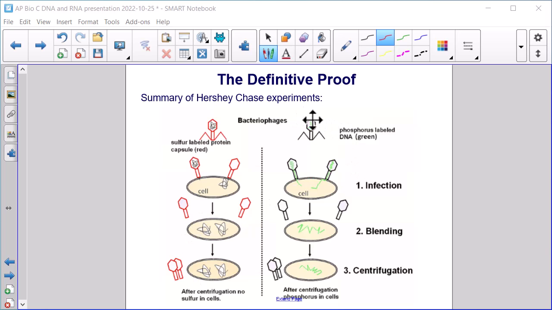In green, in virus B, the DNA is phosphorus labeled. Exact same process is followed of infection, blending, and centrifugation. And once we isolate the bacteriophage from the bacteria, there is phosphorus in the cells, indicating the presence of the DNA from the bacteriophage. So the DNA is what is entering the cells and is the vehicle for reproduction.